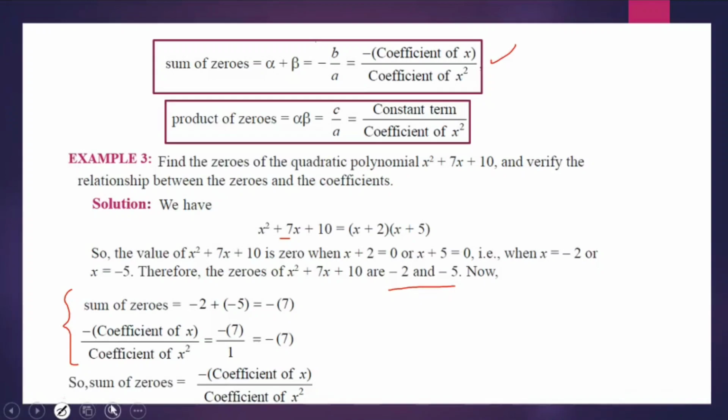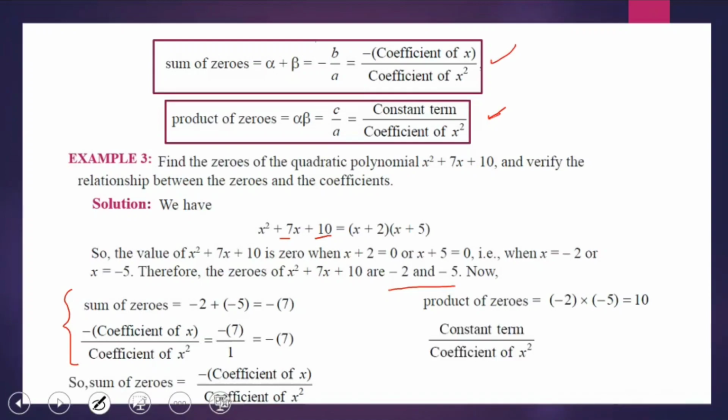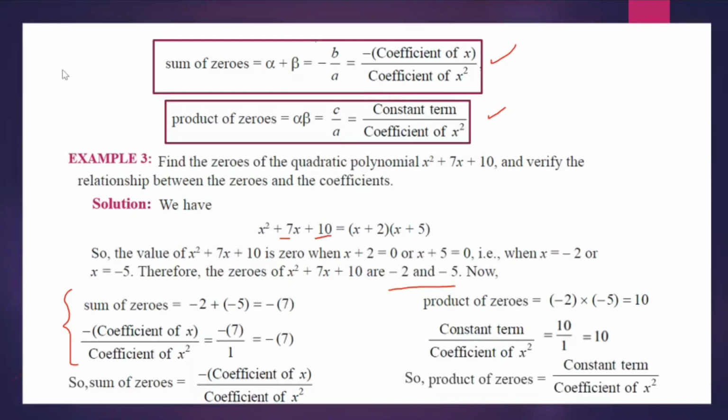What is the product of the zeros? The zeros were minus 2 and minus 5, so their product comes out to be 10. I need to prove it equal to the constant term upon the coefficient of x squared. The constant term here is 10 upon the coefficient of x squared, that is 1. So the constant term upon the coefficient of x squared comes out to be 10 upon 1, which is also equal to 10. And hence I get the result that the product of the zeros is equal to the constant term upon the coefficient of x squared. So this is how I will verify. I will find them out separately and show them to be equal.